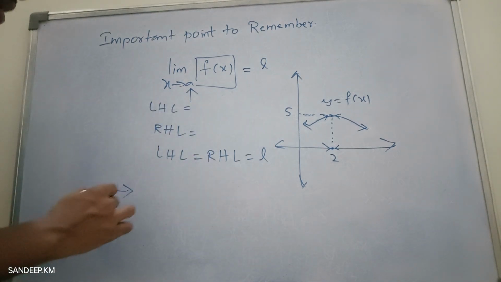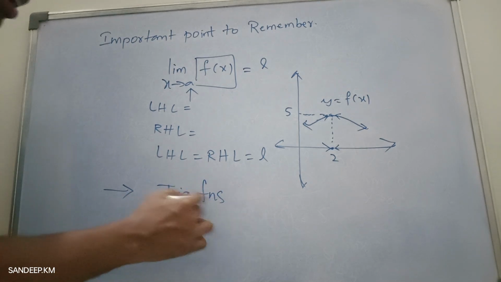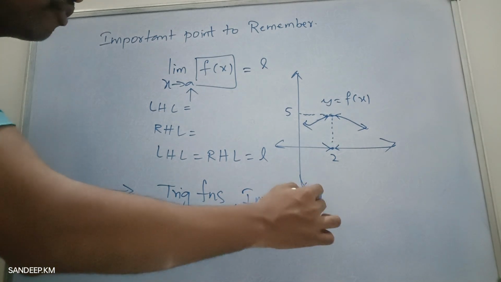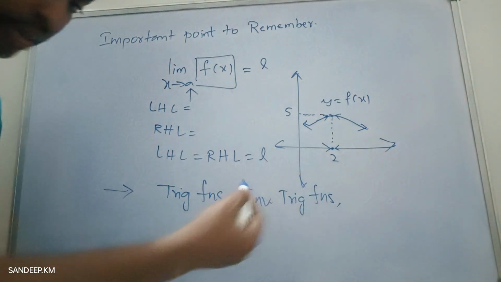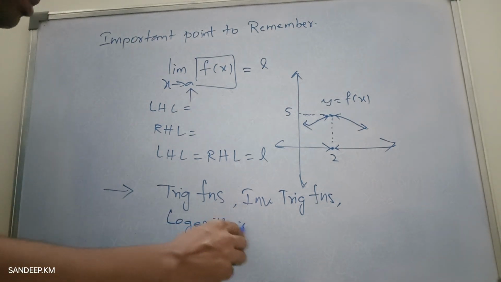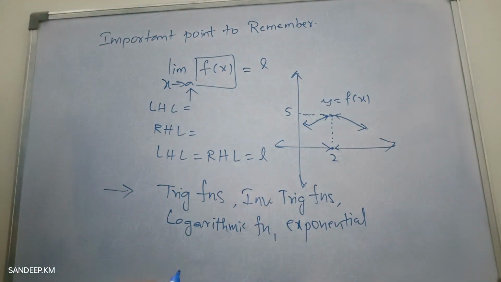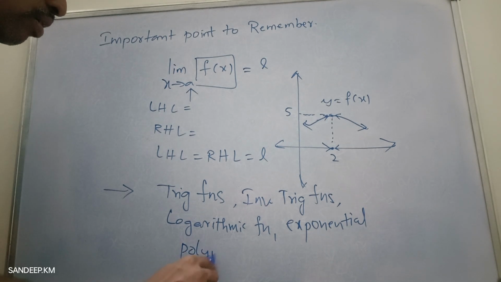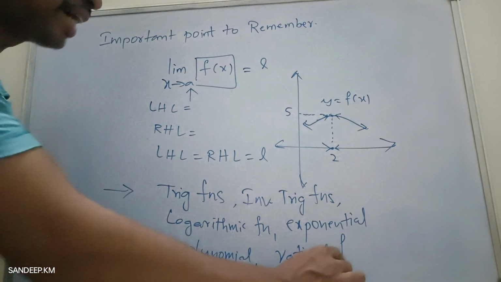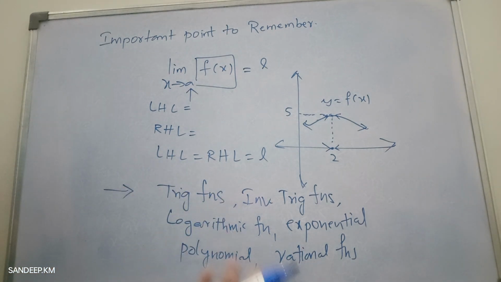So functions like trigonometric functions. What functions? Trigonometric functions. Next, inverse trigonometric functions, logarithmic functions or exponential functions, polynomial functions, any polynomial function or rational function. If you are trying to find limits of these kind of functions, you don't have to find LHL and RHL separately.